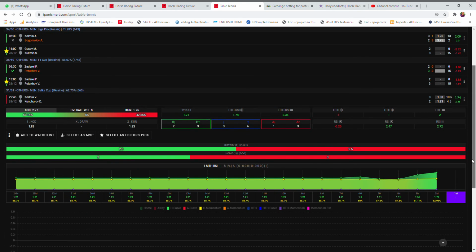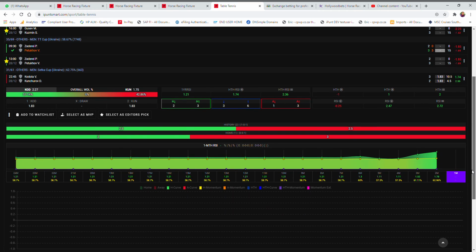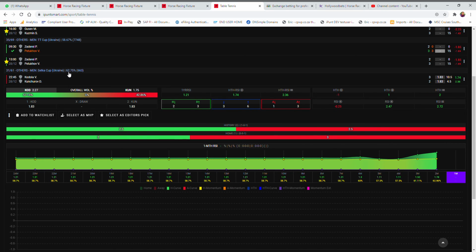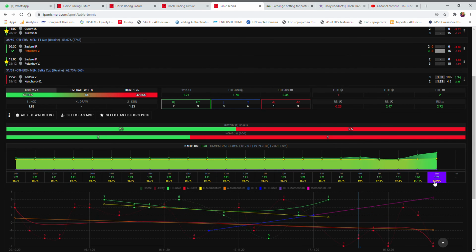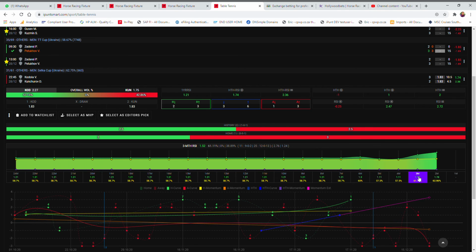Ooh, look at that. Men's Setka Cup Ukraine. Overall, we've got 63% on 663 games in Setka Cup today. And interesting. That's, I would say, 83% for home here is pretty decent. It's gone up from 1.2 to 1.3 to 1.78, and the percentages has gone up from 58% to 60, back to 57, up to 61.5.